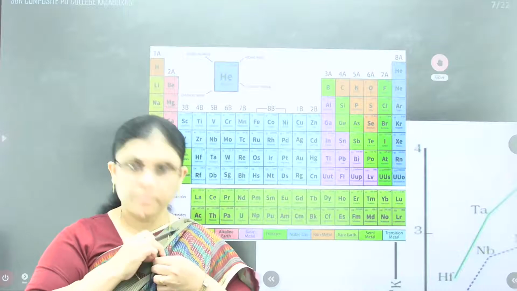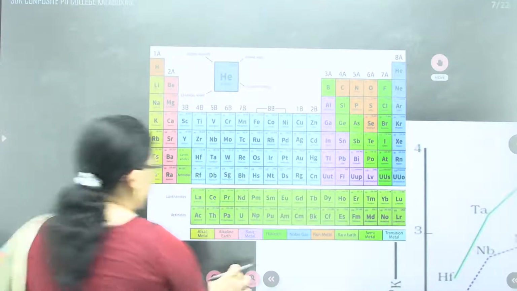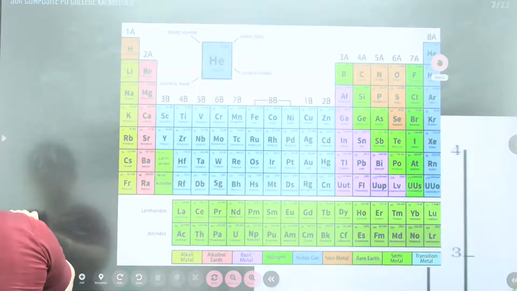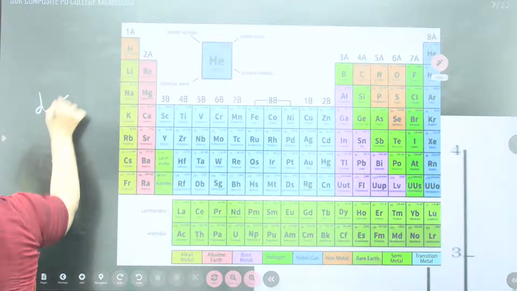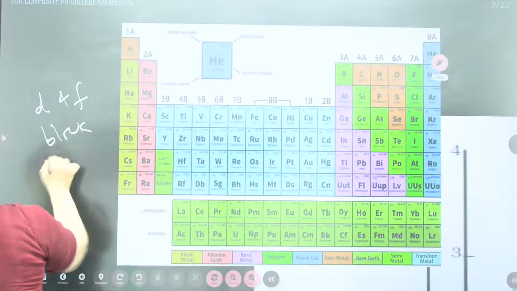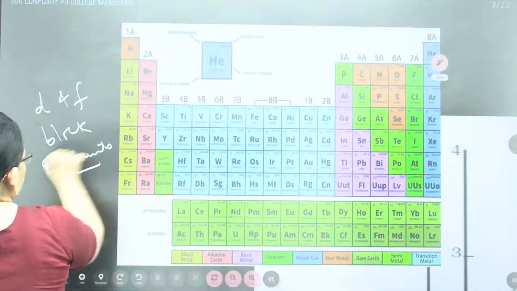Let's continue. D and F block elements. Have you remembered that yesterday, as we have discussed, related with this one, D and F block elements. Yesterday, as we have discussed about the periodic table.